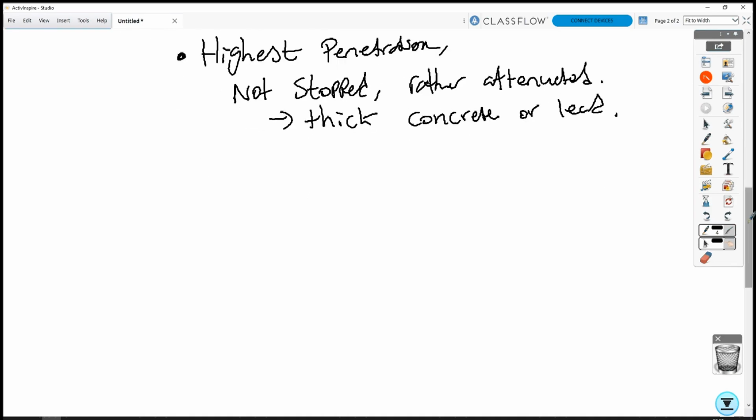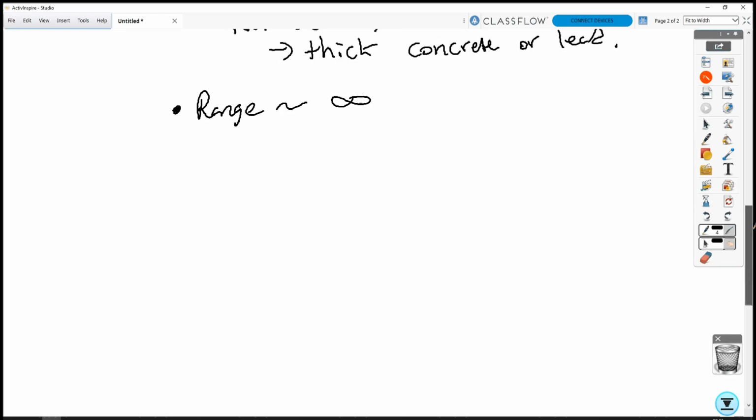Now, the penetration or the range of gamma is basically infinite. So the range is pretty much infinite. It will keep carrying on until it's basically been absorbed. It's the least ionizing of the three.